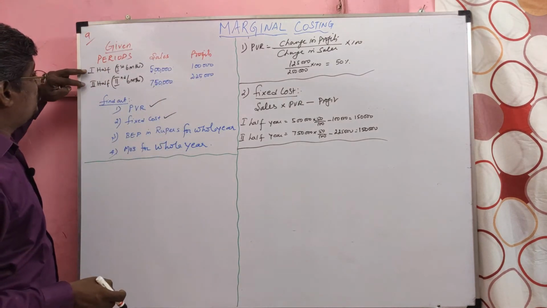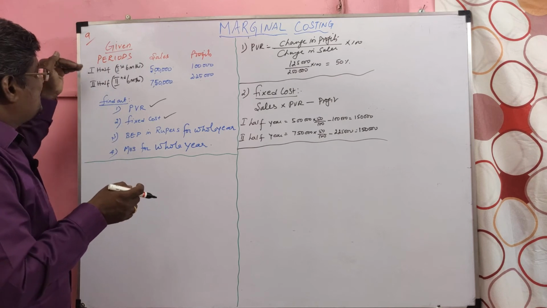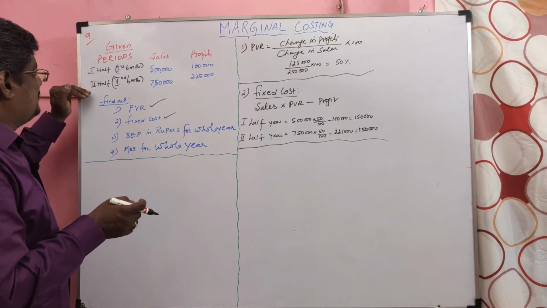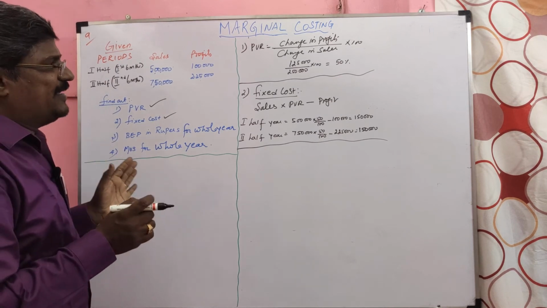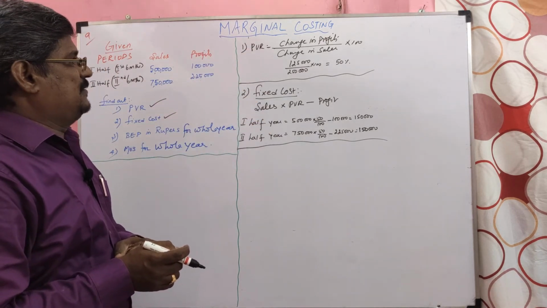In last problem, two different years. Here 1 year divided into 2 parts. First half year, second half year. First 6 months, second 6 months. If they give like that, same as it is we followed in the sum number 8.